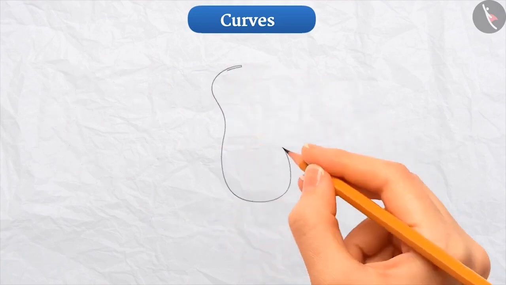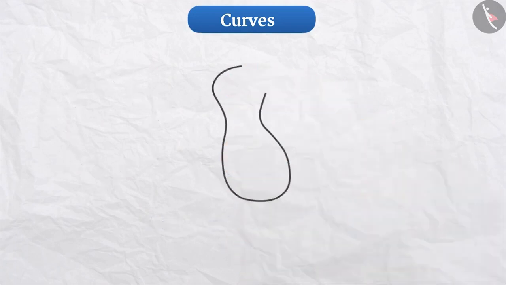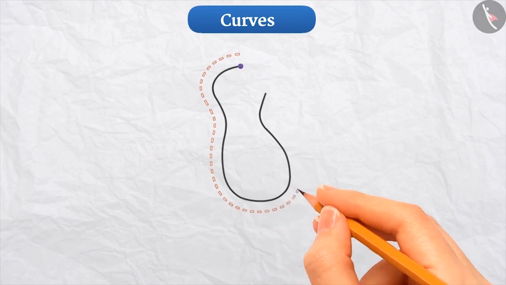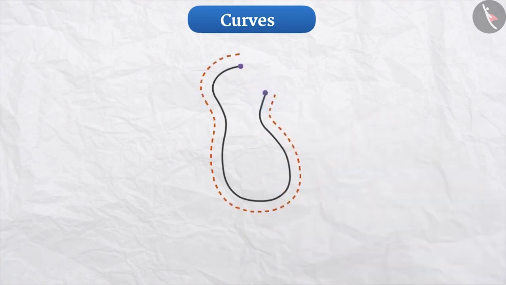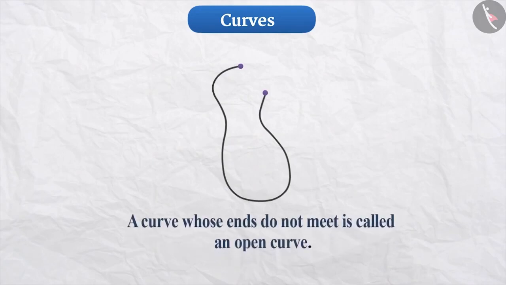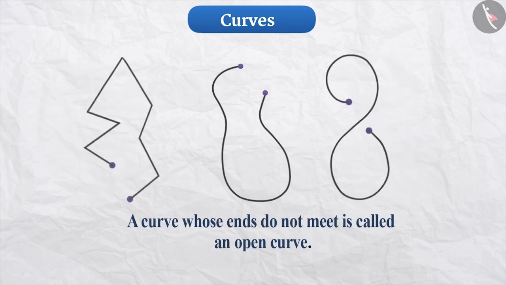If we look at this curve, we will find that it starts at one point and ends at another point. That means that the ends of this curve are not joined. Such curves whose ends are not joined are called open curves. The start and end points of such curves are different. The curves shown here are open curves.